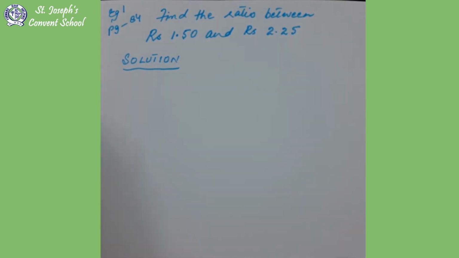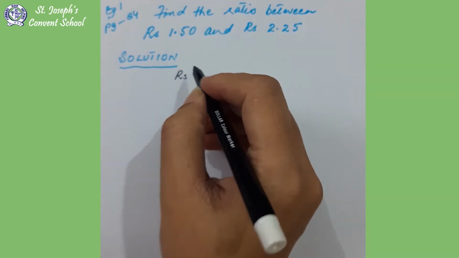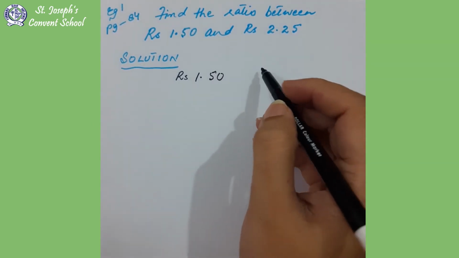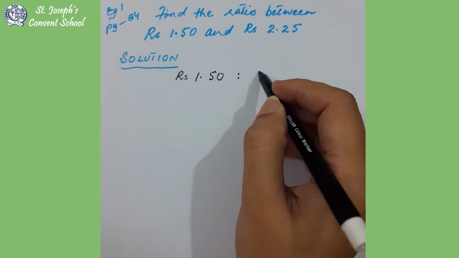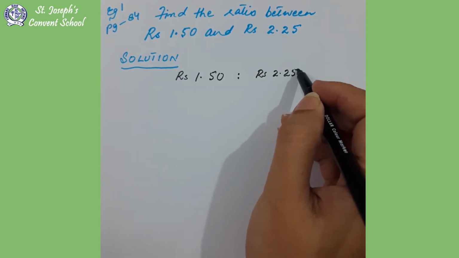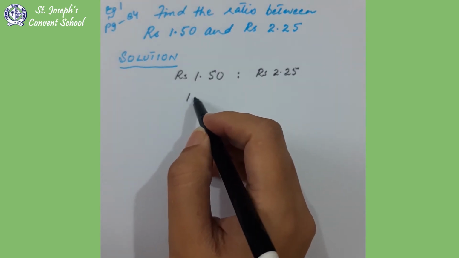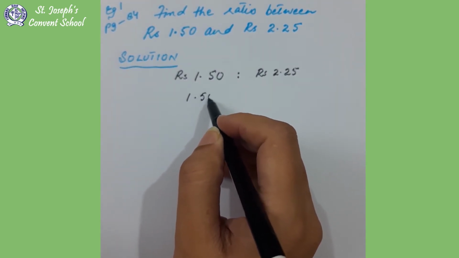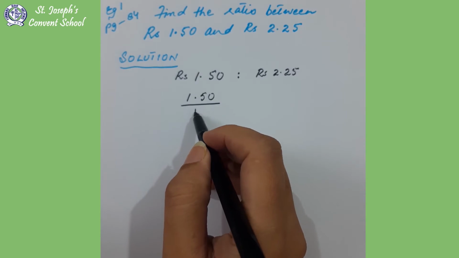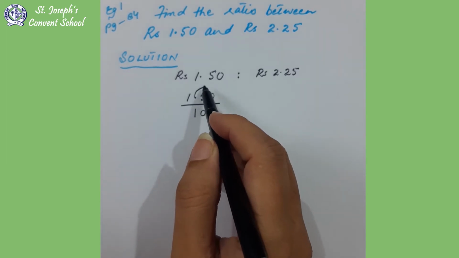How are you going to find the ratio? Now what is given? Given is rupees 1.50, and this ratio sign, and what is given? Rupees 2.25. Now, whenever numbers are in decimal, you remove their decimal sign. How to remove the decimal? You must have done it in the previous classes. This decimal means 1, and the two numbers after the decimal mean two zeros. So this is removed.